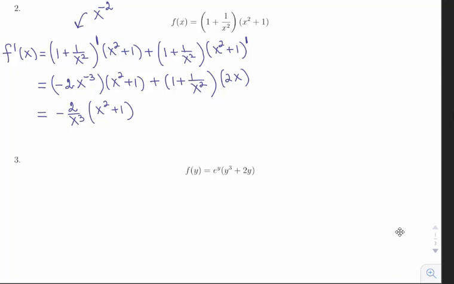And this one I'm going to multiply through. So this would give us 2x. And then 2x times 1 over x squared, we can reduce by x. So we're going to get plus 2 over x.